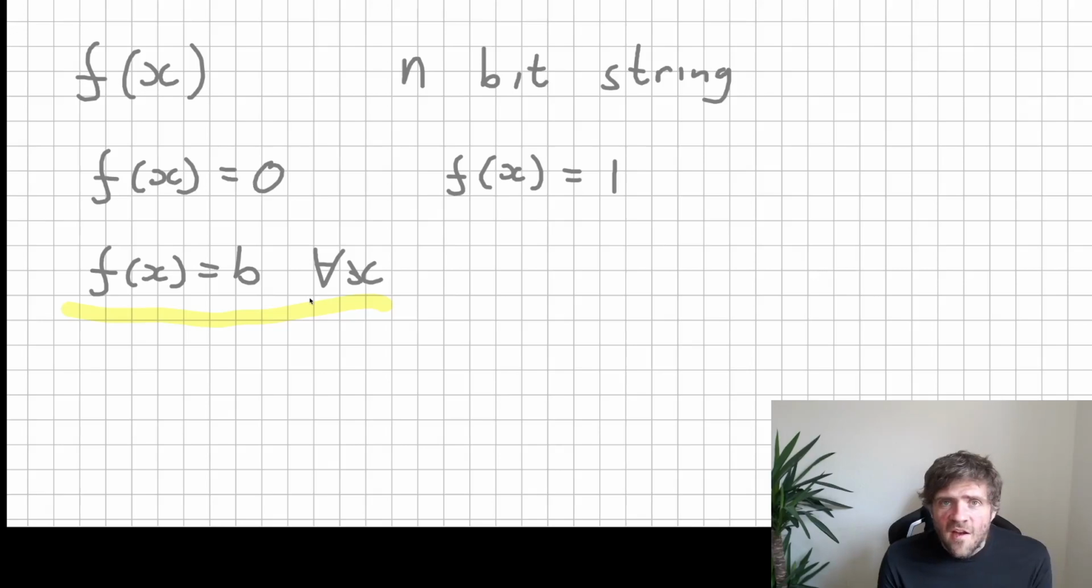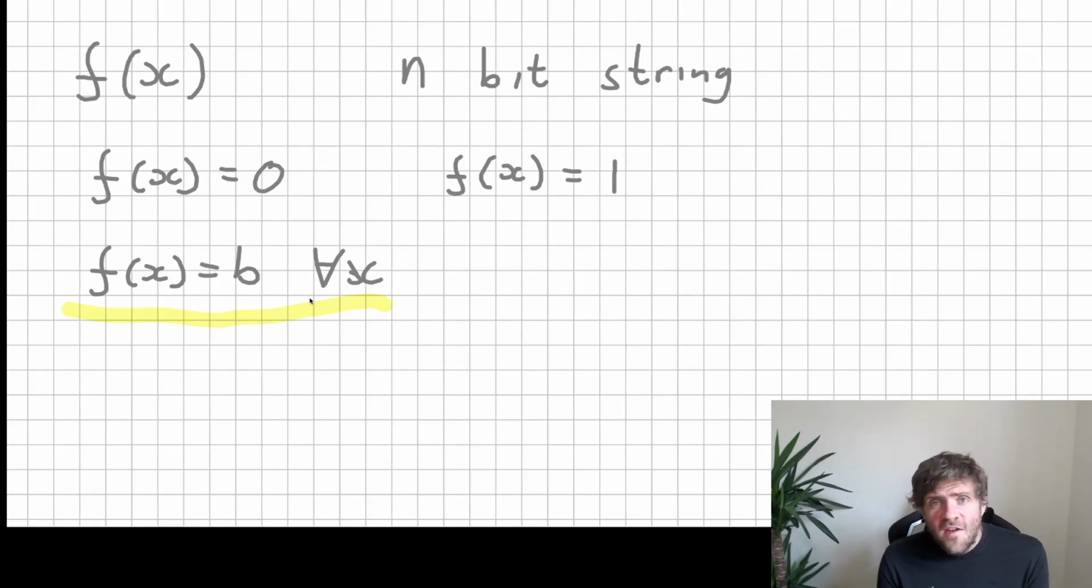Well, we can start by evaluating it on some random input, and that doesn't tell us very much. So we can evaluate it on a second input, and if those two outcomes are different, we know that it's not constant. So already we've found out that it's balanced. But if they're the same, then it's still ambiguous. We could have just happened upon two inputs that give the same output, or it could be constant. So we check it again and again and again.